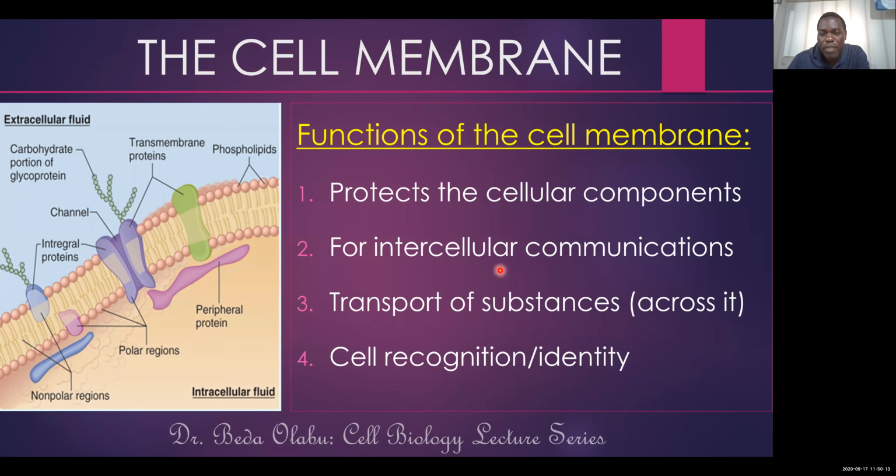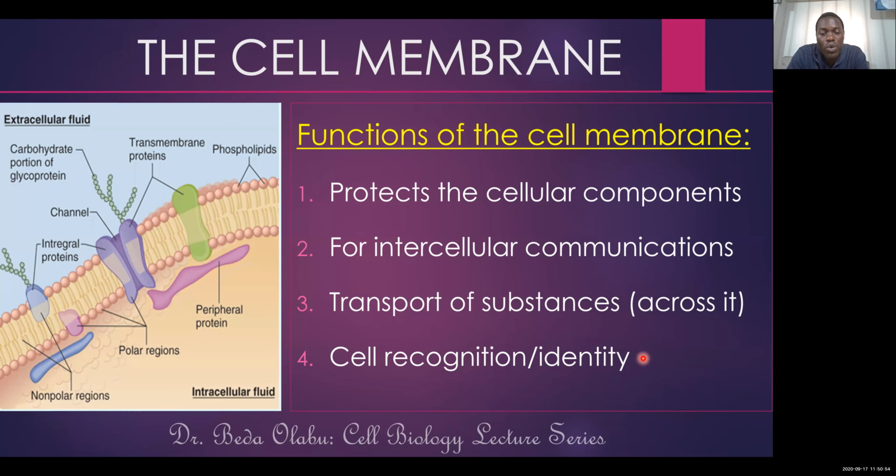The other role of the cell membrane is in cell recognition or identity. And this is because the cell membrane contains antigens on its structure that are responsible for identification of cells. I've given you examples: when we say you are blood group A, it means your red blood cells have an antigen called antigen A. If you are blood group B, it means your red blood cells have an antigen called antigen B. If you are blood group AB, it means you have antigen A and antigen B in your red blood cells.